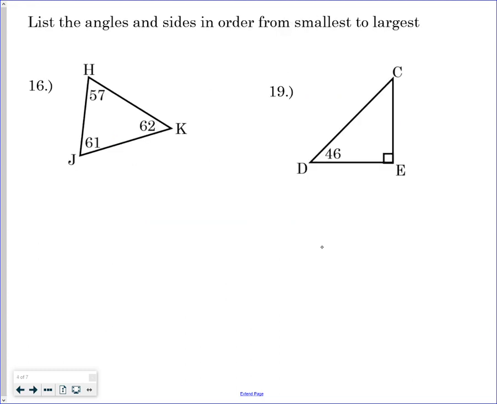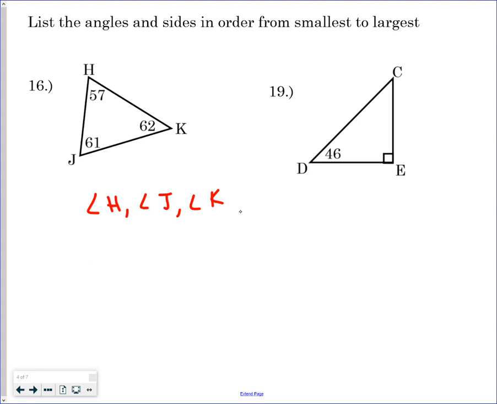List the angles and sides in order from smallest to largest. They went backwards from the examples I gave you. They said smallest to largest. What did they give me here? Angles or sides? Angles. So what's the smallest angle? H. And then? J. Okay. Everybody can do that. Nobody's going to get that wrong, right?